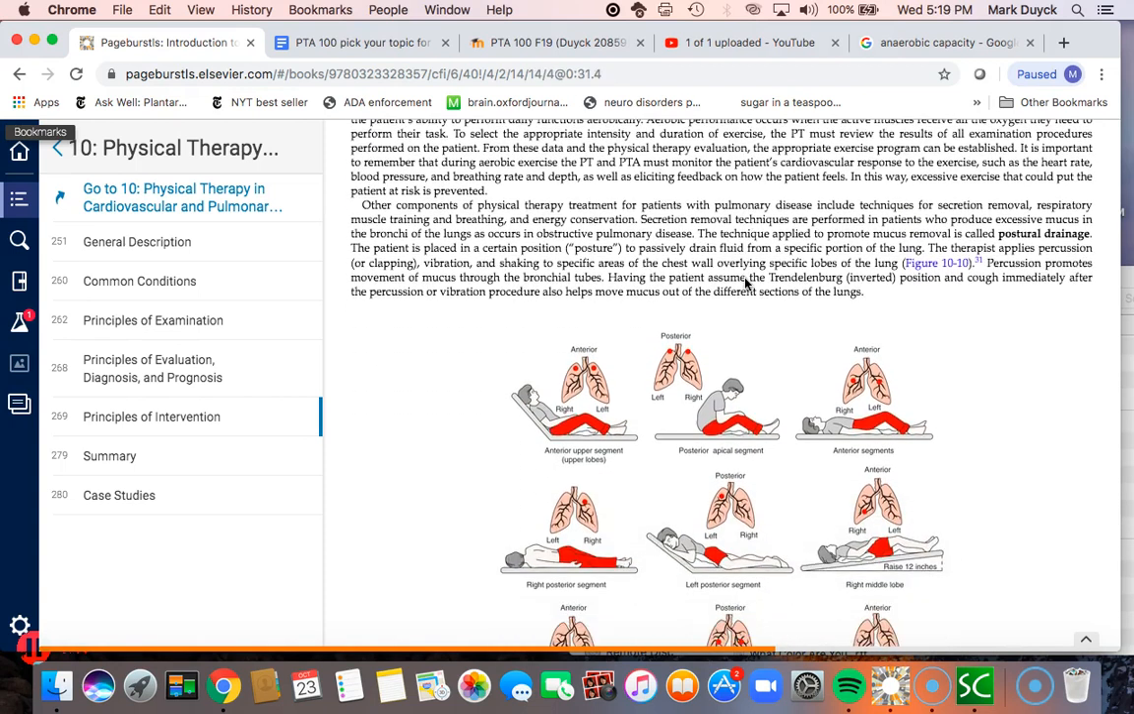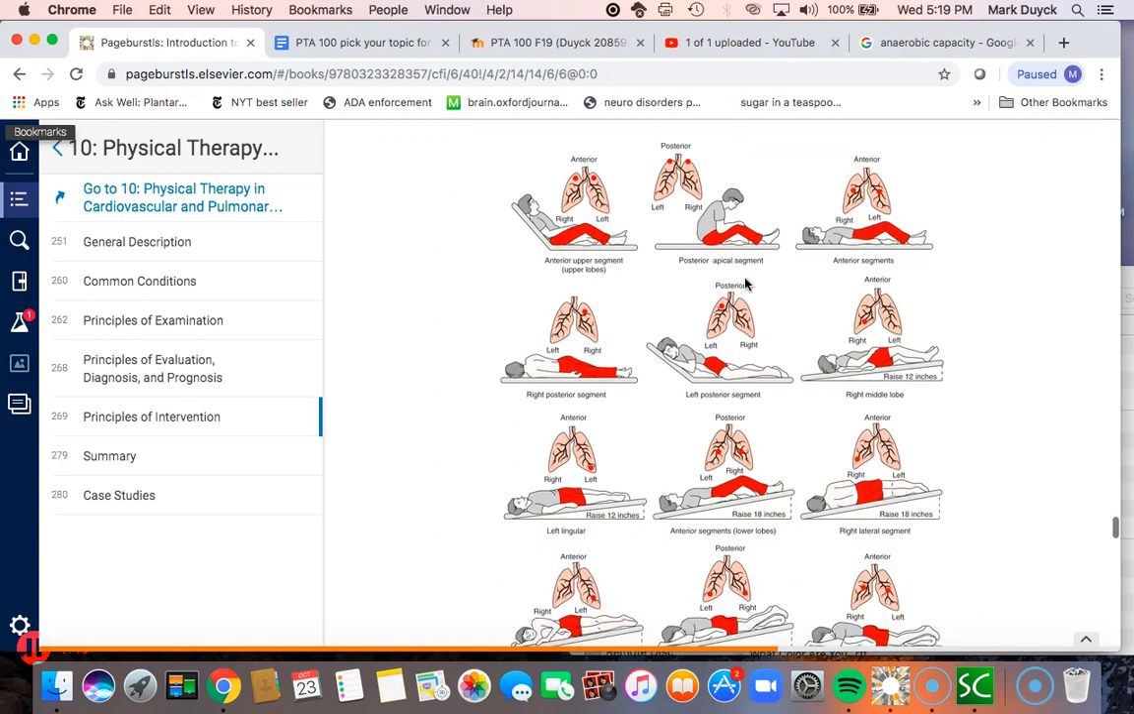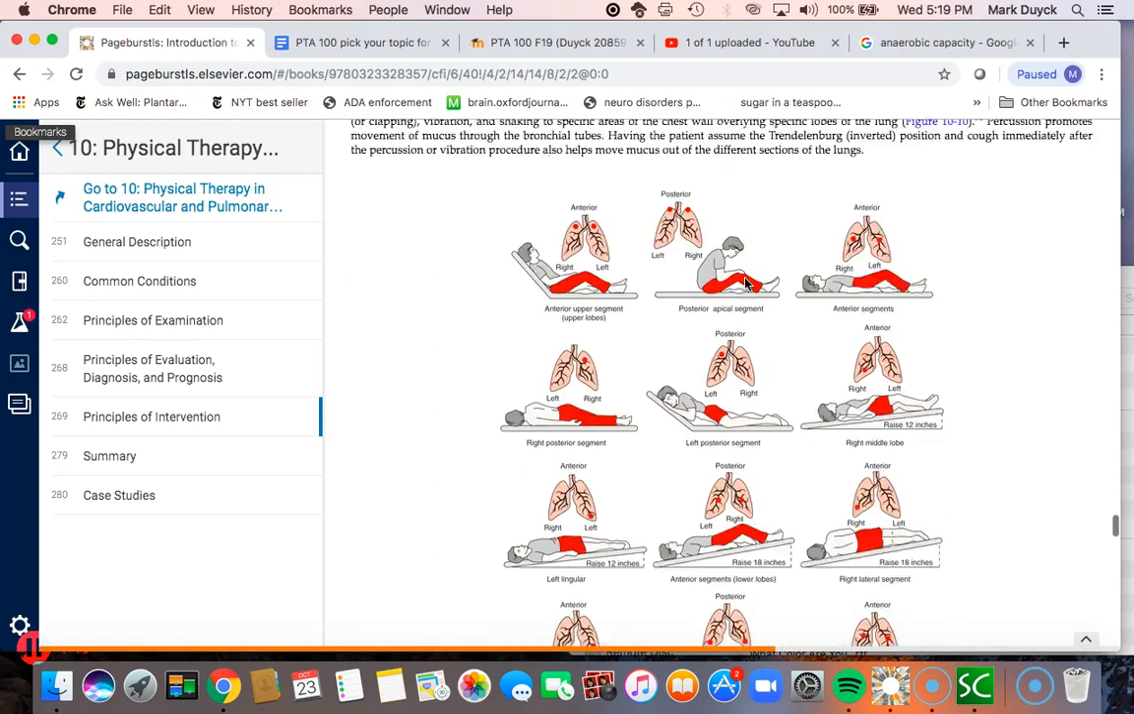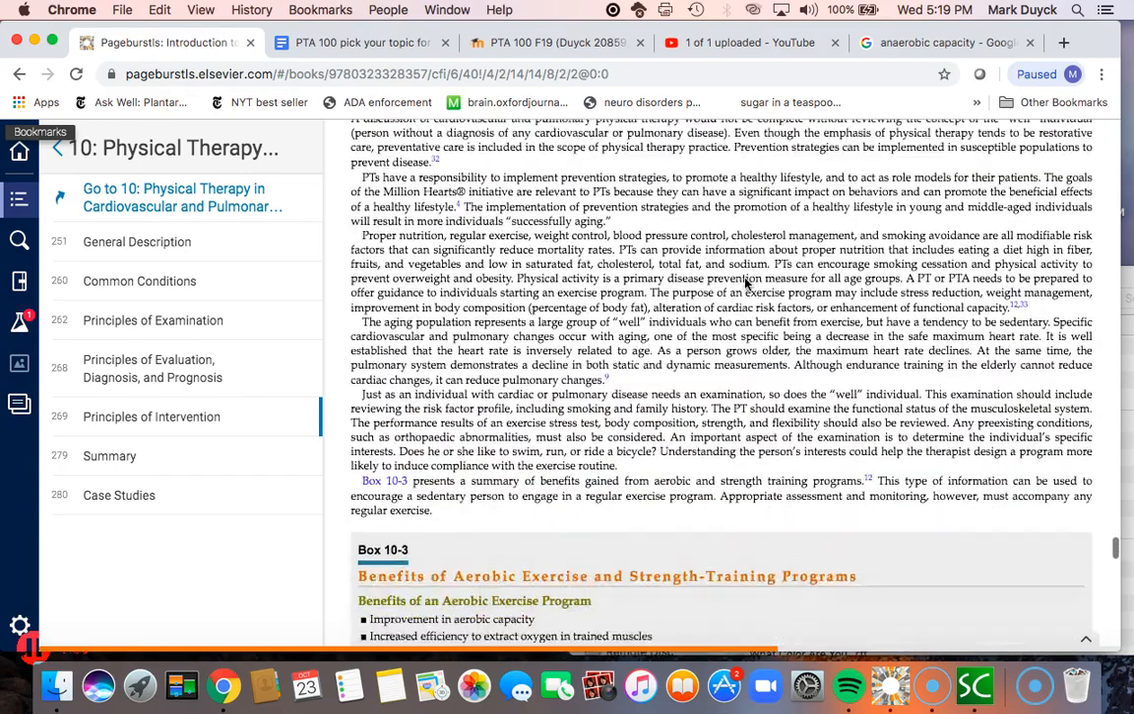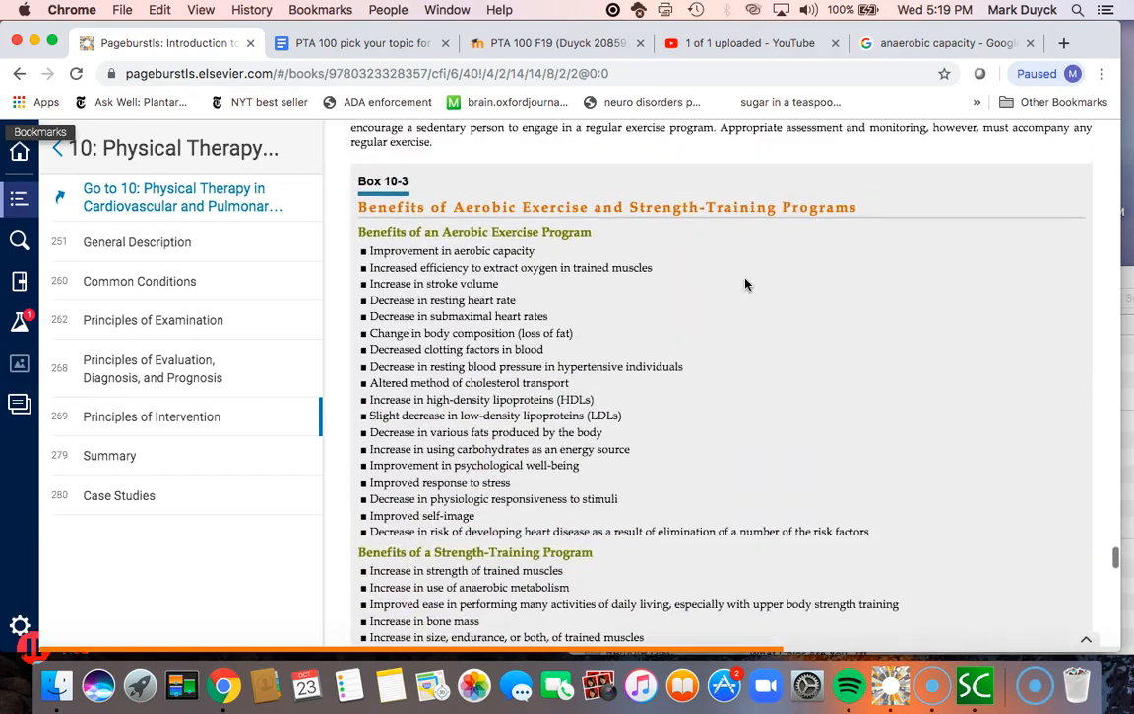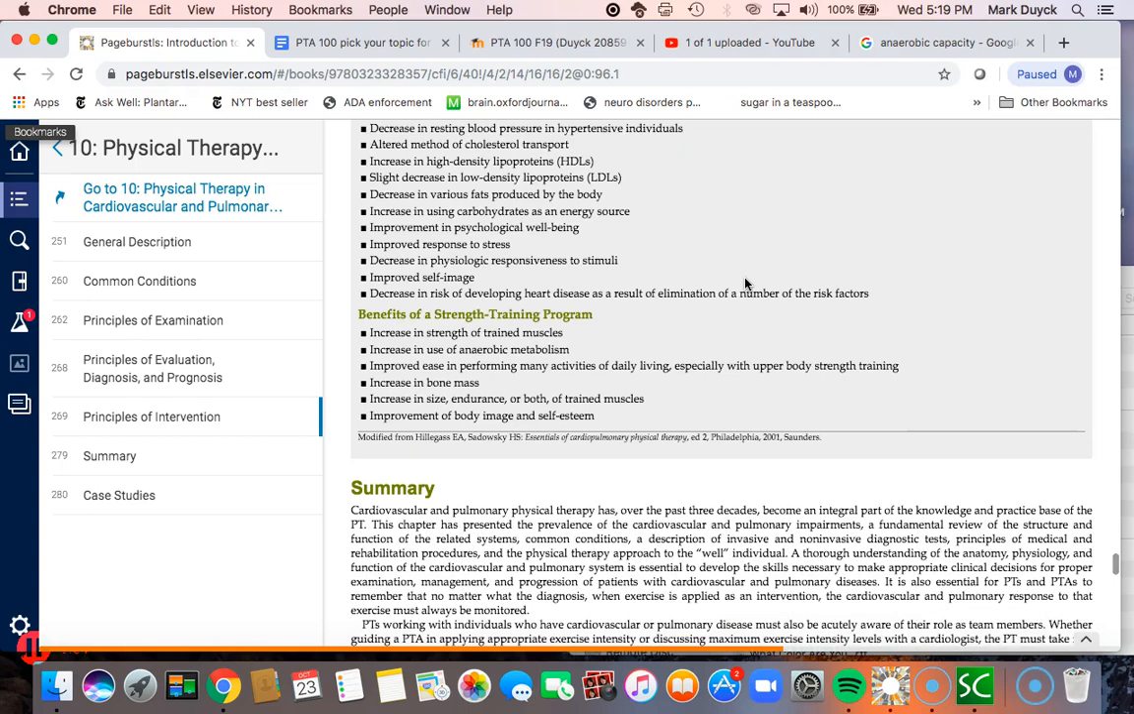We're not using a lot of postural drainage, especially here on the West Coast, but I think these pictures are good to at least be familiar with. And then finally, you do want to learn the Box 10-3 benefits of strength training and aerobic conditioning.